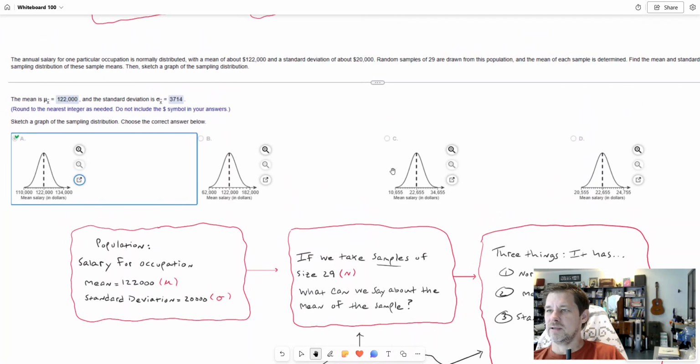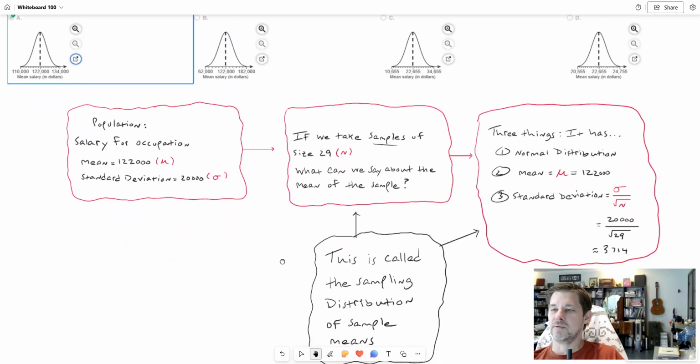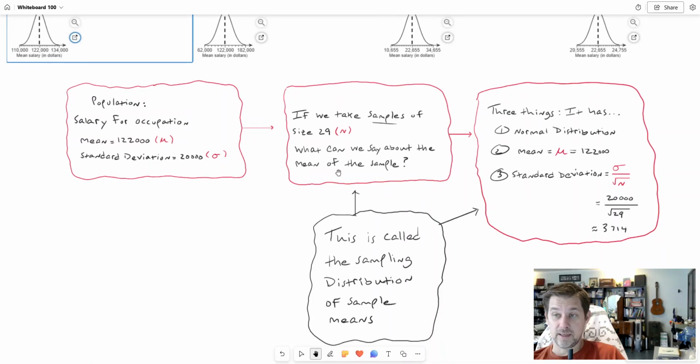If I read a little further, it talks about taking samples from this population. So there's this population, a whole group of people at a company or a region or something. And we take samples of size 29 people. And we want to say, well, suppose we take a sample of size 29 and we find their average salary, their mean salary. What's that number going to be like? Well, regarding that sample of size 29, I can say three things.